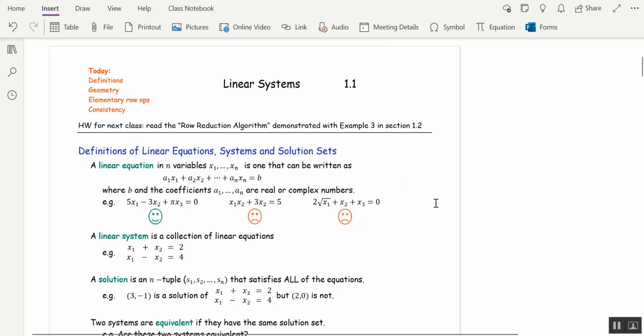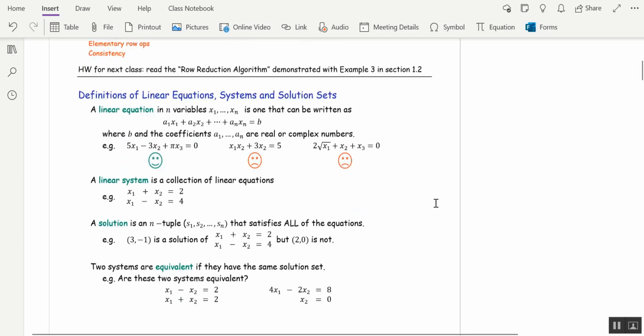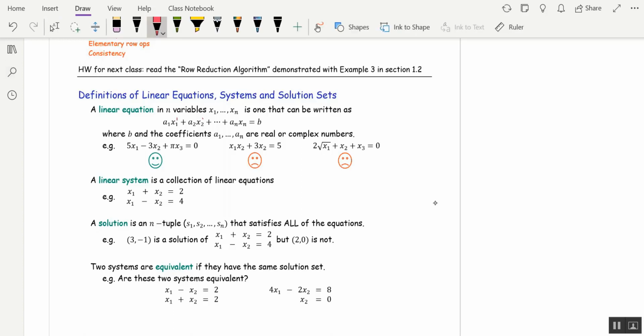All right, so we're going to start with just a list of definitions. First definition is a linear equation. An equation is linear if it's linear in the given variables, which in this case are x1 through xn. That means that the exponent of each variable is 1, and the only thing you can do to each variable is multiply it by a constant and then add it to another variable. So for example, this first equation here is linear.